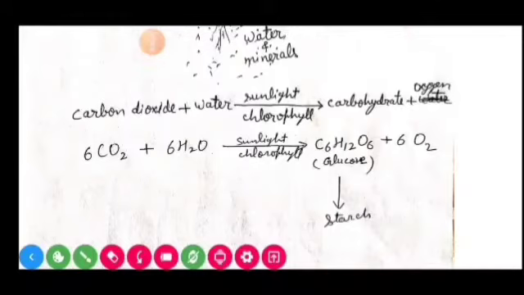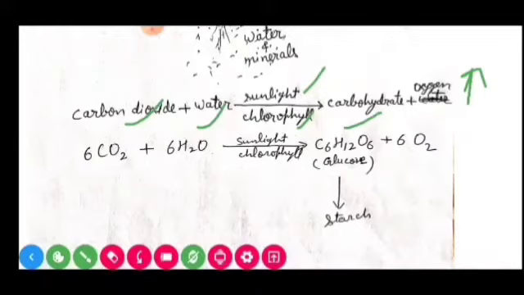If we see the reaction of the process of photosynthesis, carbon dioxide and water combine together in the presence of sunlight, and with the help of chlorophyll the food is prepared, that is carbohydrate, and oxygen is released into the atmosphere. This oxygen is utilized by other organisms for respiration. Actually, photosynthesis takes place during the day, and respiration takes place both in the night and the day also.